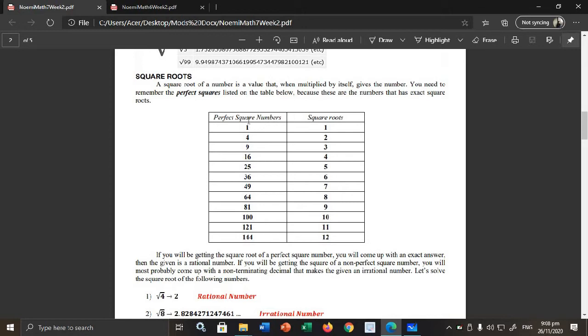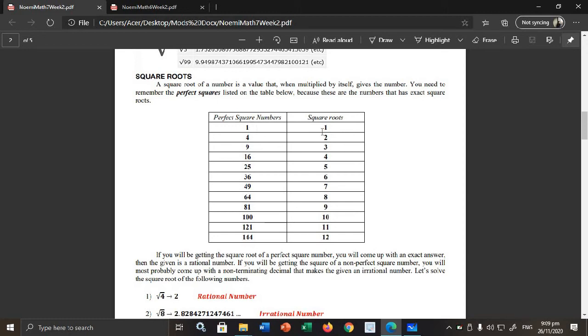Si 1, kaya siya nakuha kasi product siya ng 1 times 1. So, itong mga perfect square numbers, product siya ng mga numbers na minultiply sa sarili nila. So, si 1, kaya siya nakuha kasi 1 times 1. Si 4, kaya siya nakuha dahil 2 times 2. Si 9, kaya siya nakuha kasi 3 times 3. Sila yung product nun. And then, kapag kinuha natin yung square root nila, ito yung lalabas.